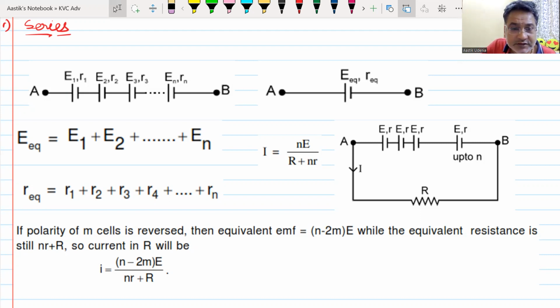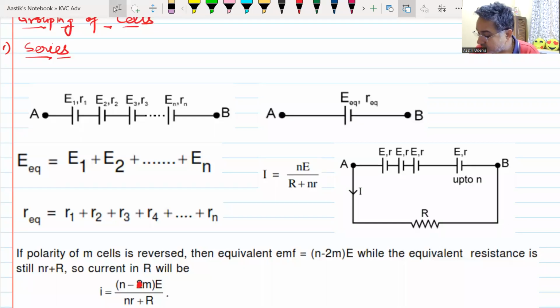I'll give you 2 minutes to note it down. Here in the formula, it will be N minus M, not N minus 2M. So just change it. Actually, I took it the other way; it is N minus 2M only. It's subtracted from the total, not the actual number. Correct, N minus 2M is correct.